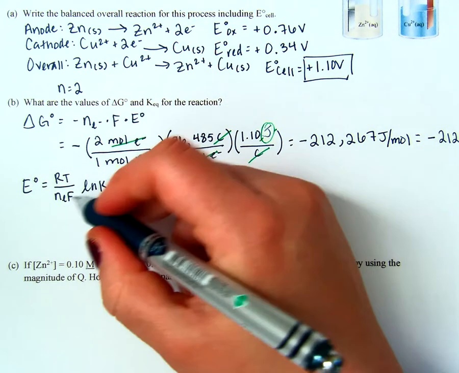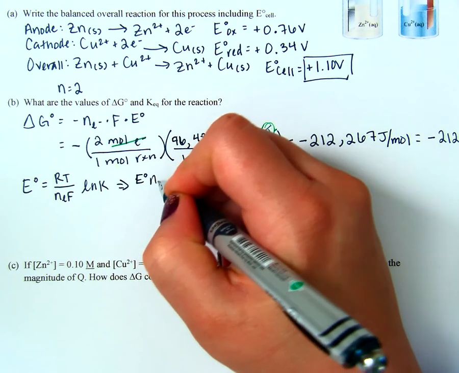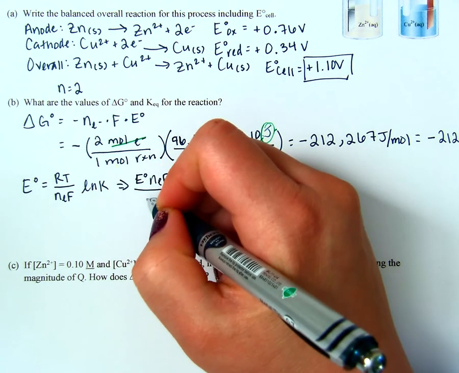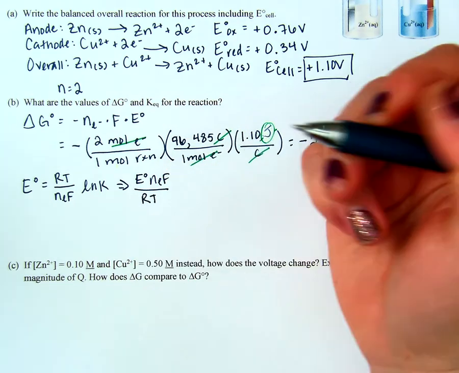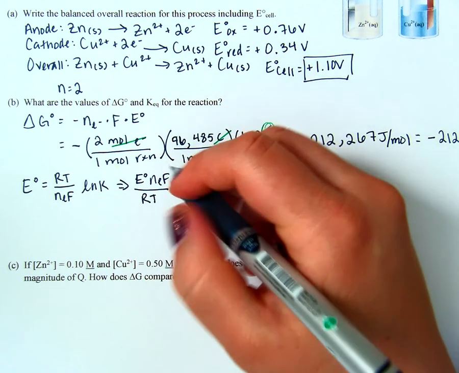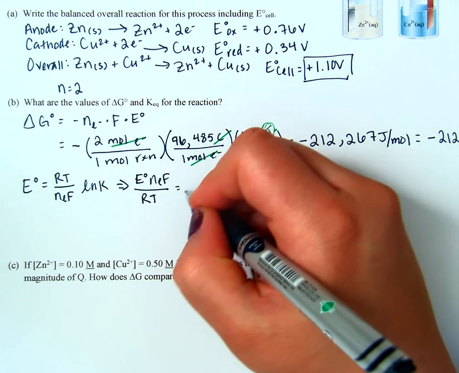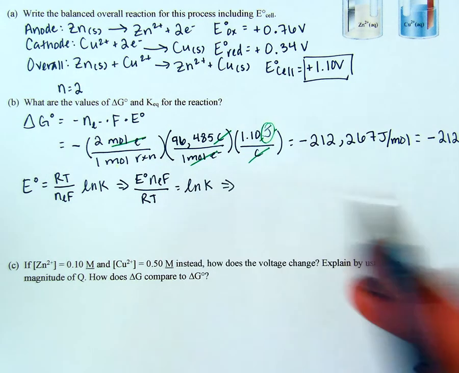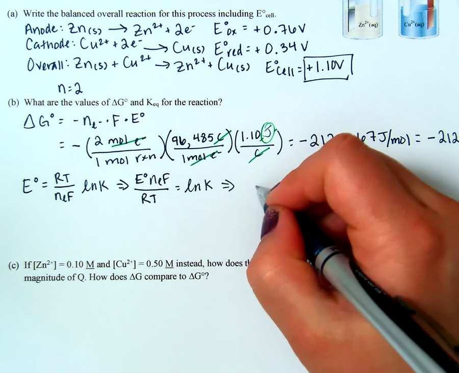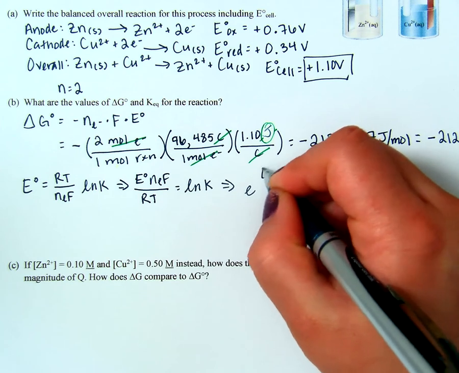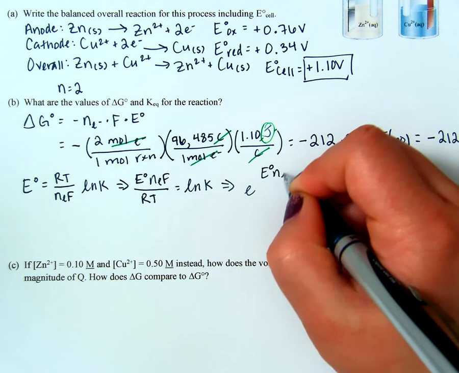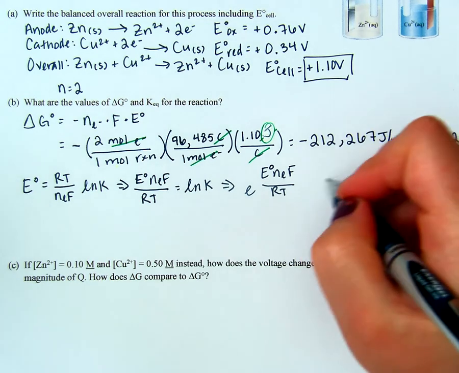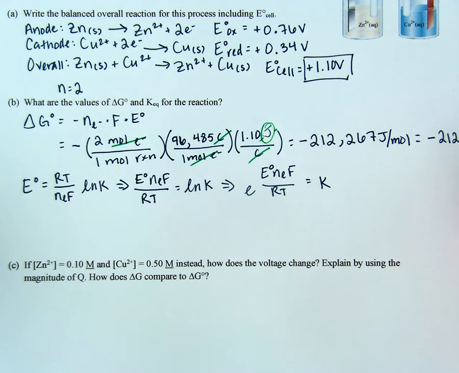multiplying both sides by NEF. So E naught NEF over RT, because that's still on the bottom, equals natural log of K. And to get rid of this natural log, I'm going to use base e. So e to the E naught NF over RT is going to equal K.